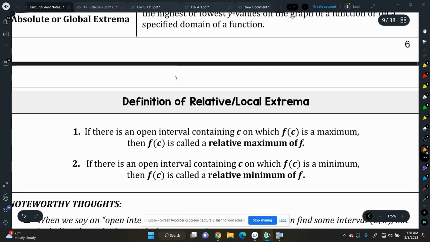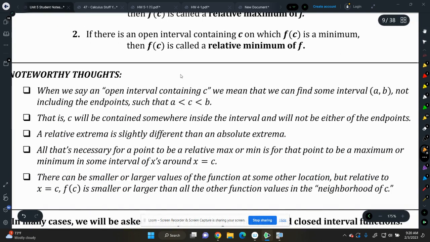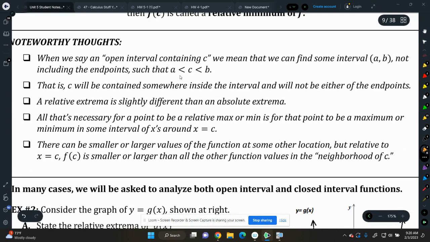Let's move on down. All right. Noteworthy thoughts. When we say on an open interval, then we are not going to include the endpoints in our determination of extreme values. If it's a closed interval, then we have to also consider our endpoints.